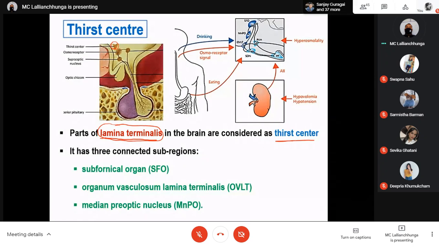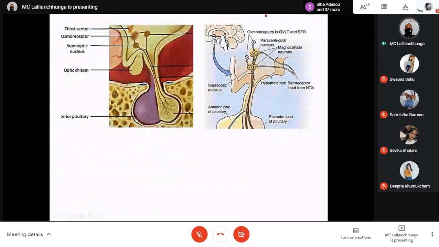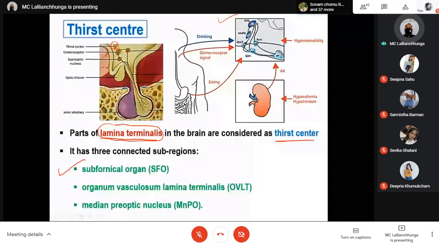Number one is the subfornical organ, in short SFO. If you see the second diagram, you can see this is the subfornical organ. The second one is the organum vasculosum lamina terminalis. That one we have already talked about when we talked about ADH. And the third part is the median preoptic nucleus, MnPO. So these are some parts of the lamina terminalis.